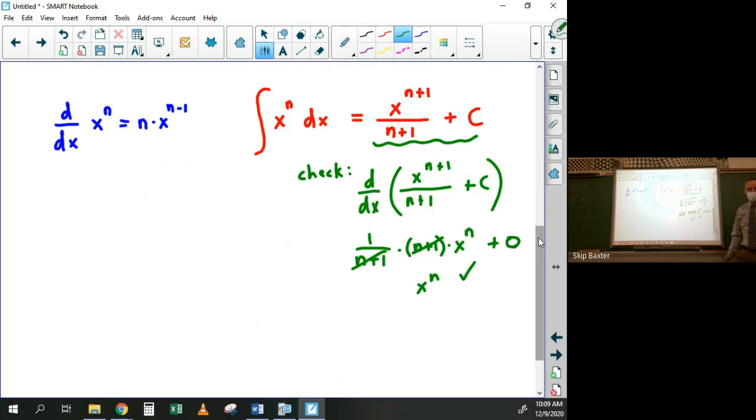Does that make sense? And it makes sense intuitively too. If you are multiplying by n, which is this exponent, and then subtracting 1, it makes sense that you should add 1 and then divide. The opposite of multiplying and subtracting 1 is adding 1 and dividing. So that's what you're doing intuitively, and it makes sense.